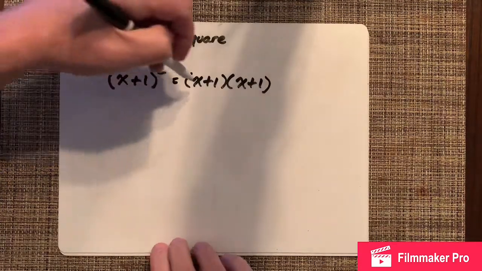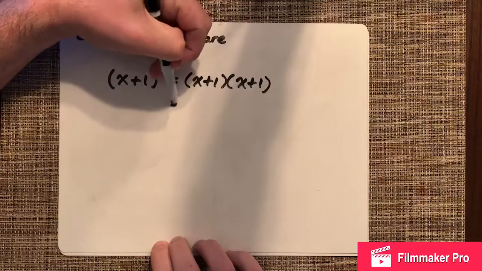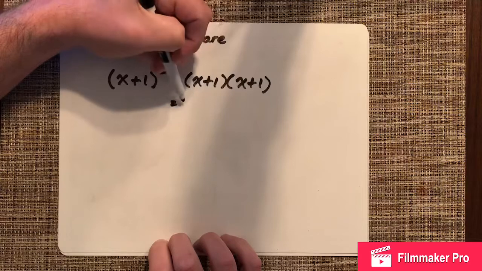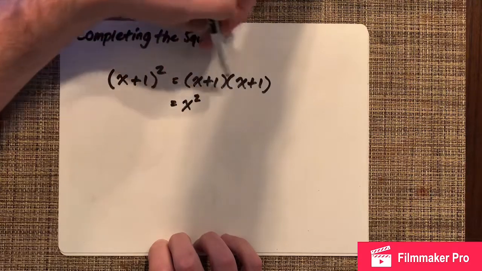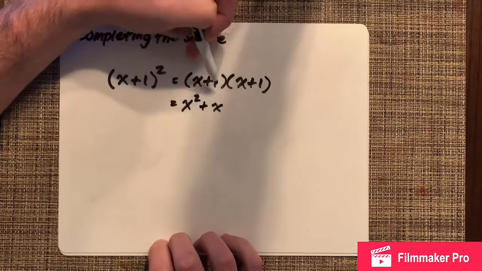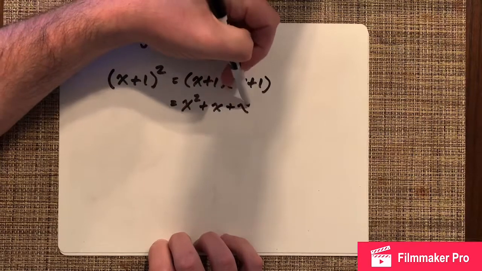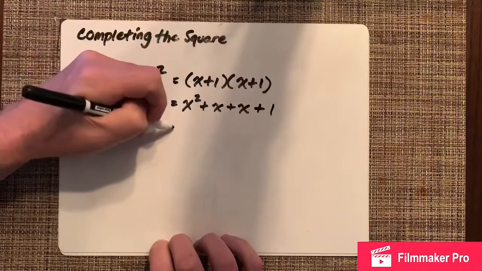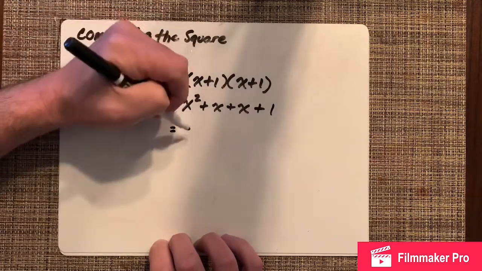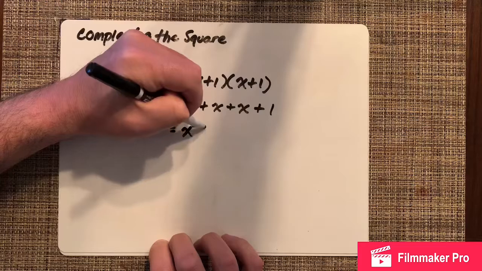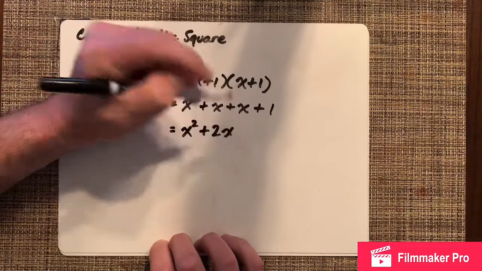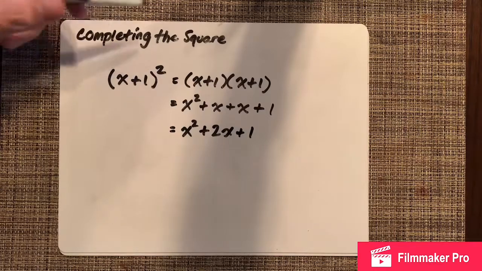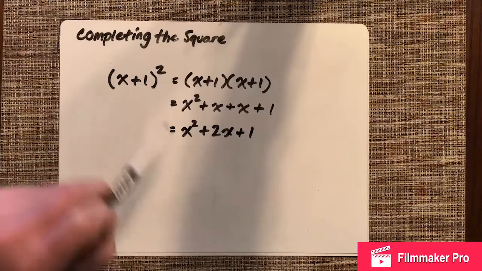If we multiply these out, and you can either use the box method or FOIL or whatever method you want, we're going to get x squared plus x plus another x, and then 1 times 1 is 1 at the end. If we simplify it, we're going to get x squared plus 2x plus 1. That's what the perfect square looks like after you multiply it all out.